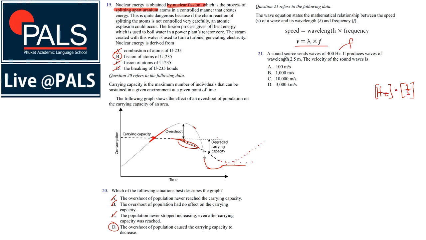It produces waves of wavelength 2.5 meter. And what is the velocity of the sound wave? 2.5 times 400. That is 1000. 2 times 400 is 800. Half of 400 is 200. So 800 plus 200 is 1000.